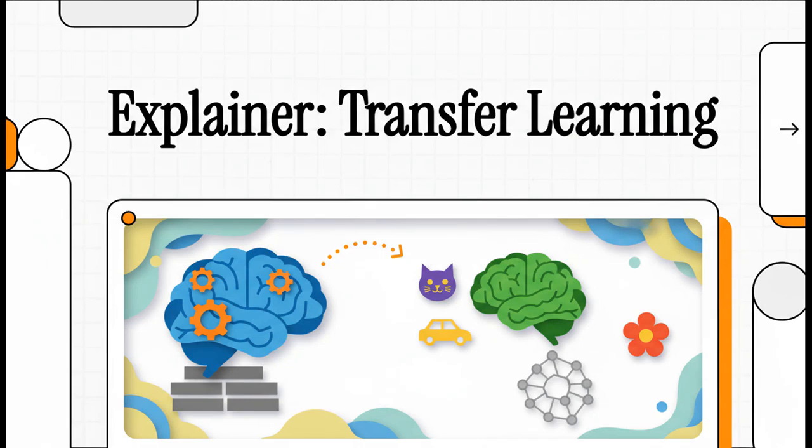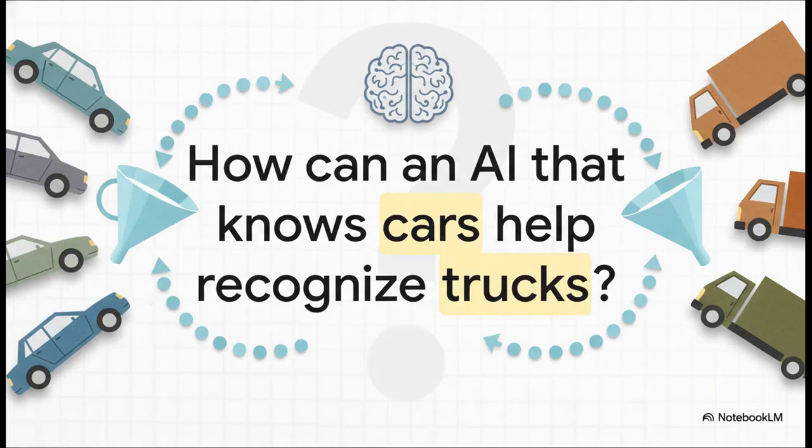All right, today we're diving into one of the absolute smartest shortcuts in modern AI. It's called transfer learning. And this is a really powerful idea that's completely changing how we build artificial intelligence. The crazy thing is, as you'll see, it's something you and I do all the time without even realizing it.